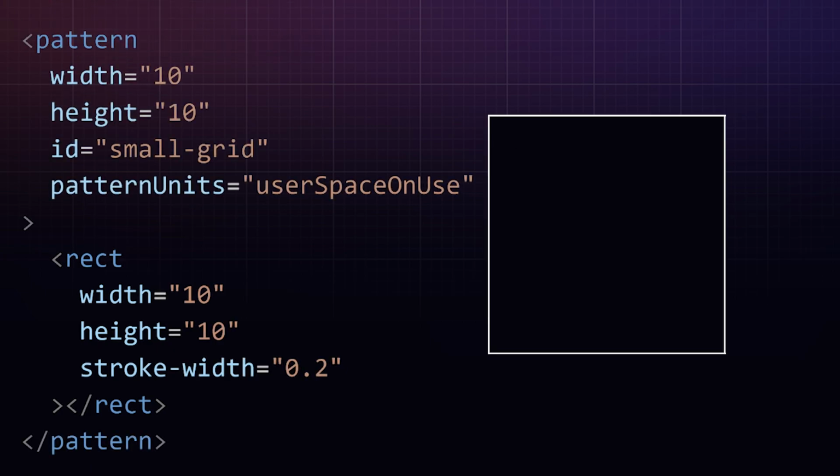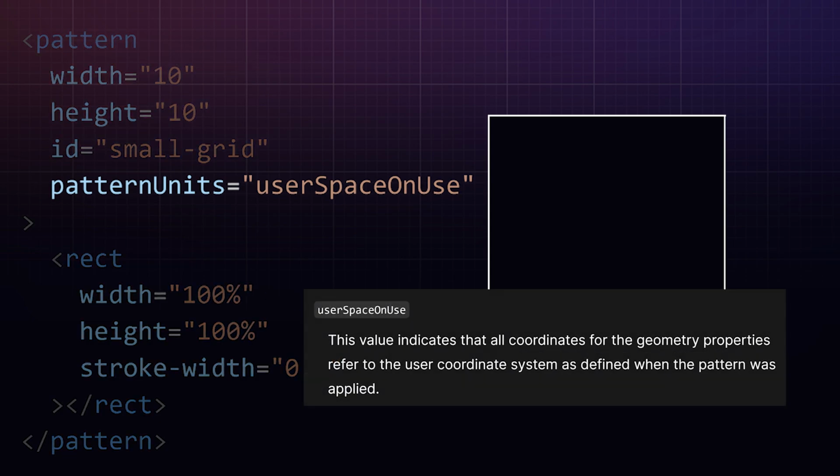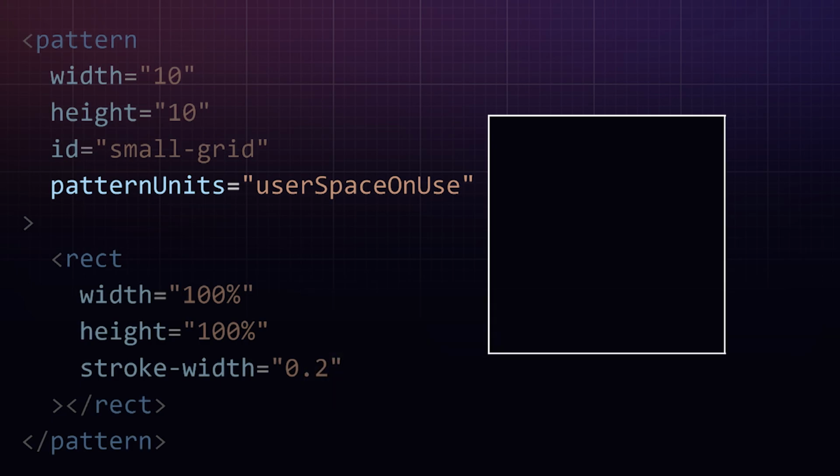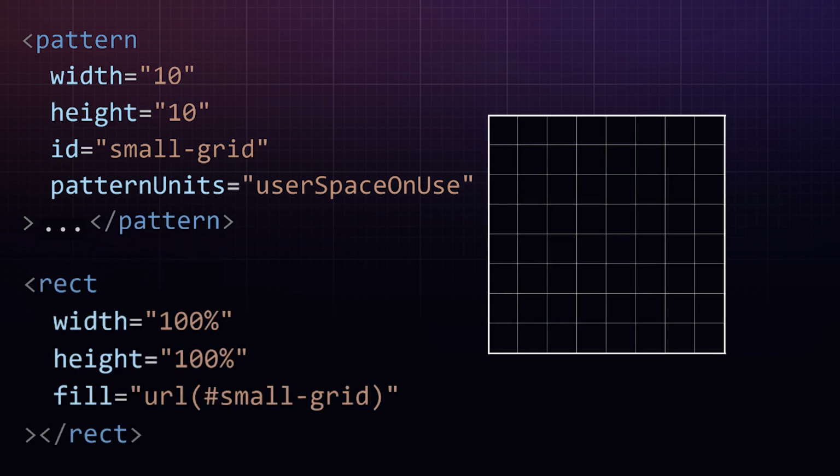pattern element. I don't want to write the width and height twice, so I'll just make the rectangles the full size of the pattern. The pattern units is needed to use the values relative to the space that the elements are in, but I won't dive too deep into explaining this one. A pattern element on itself won't be shown on the screen though, so we need to reference it from another rectangle that covers the entire area.